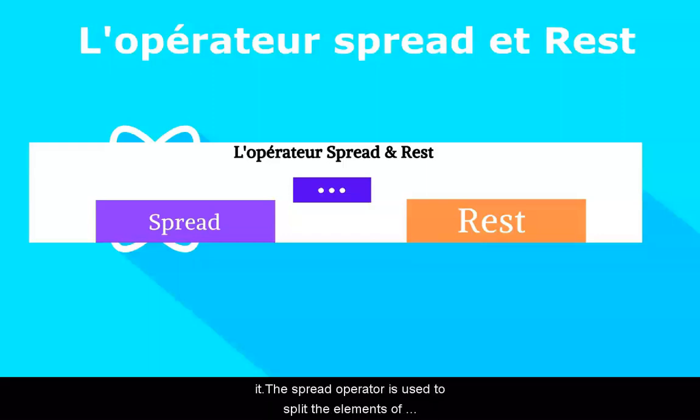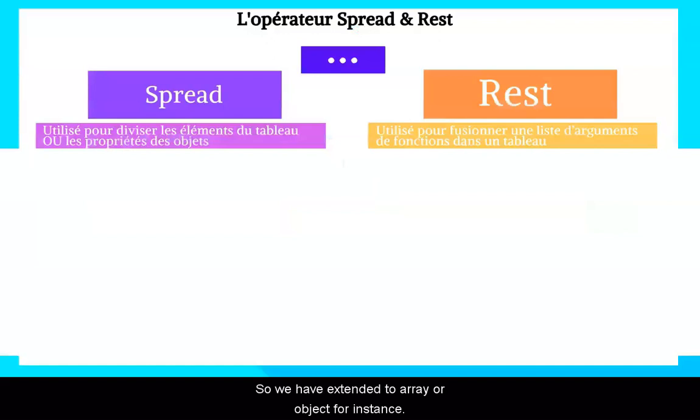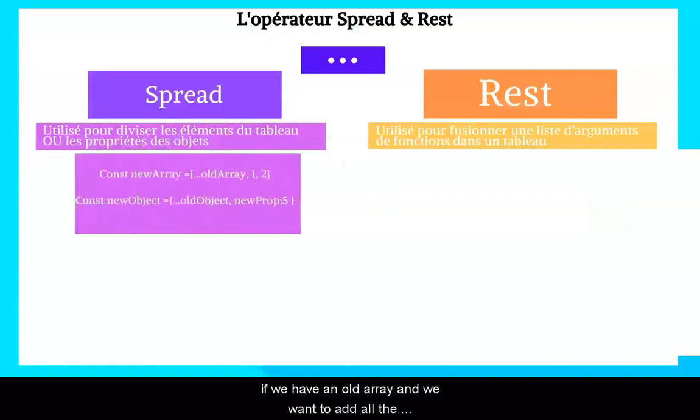The spread operator is used to split the elements of an array or the properties of an object. So we extend it to an array or object, for instance. If we have an old array and we want to add all the elements of this old array to a new array, and add in addition element 1 and element 2, this first syntax would be the one we would use. 3 dots in front of the array. Just extract all the elements and add them to a new array that we created with square brackets. And of course we can add more elements.